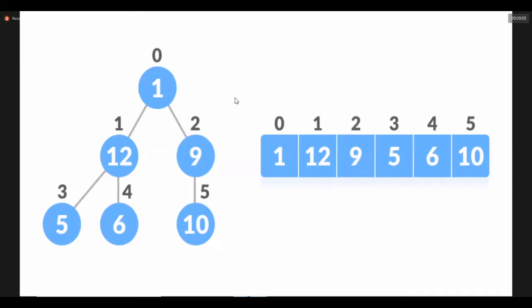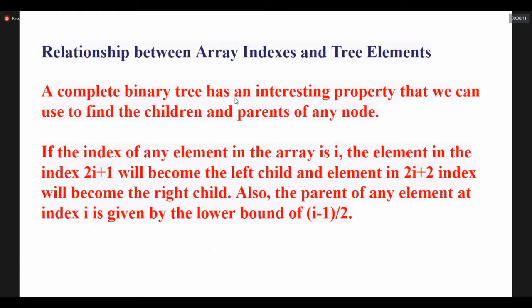See the statement. In a complete binary tree, as in this heap tree, we are using the complete binary tree. A complete binary tree has an interesting property that we can use to find the children and parents of any node. If the index of an array element is i, the element at index 2i plus 1 will become the left child and index 2i plus 2 will become the right child of the ith node.